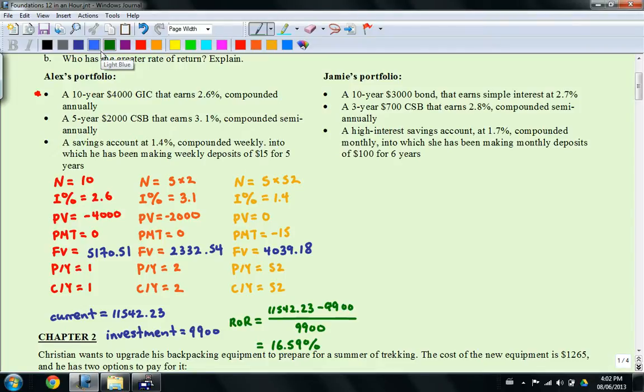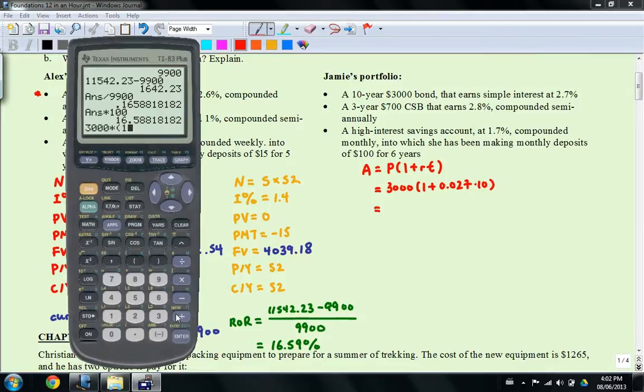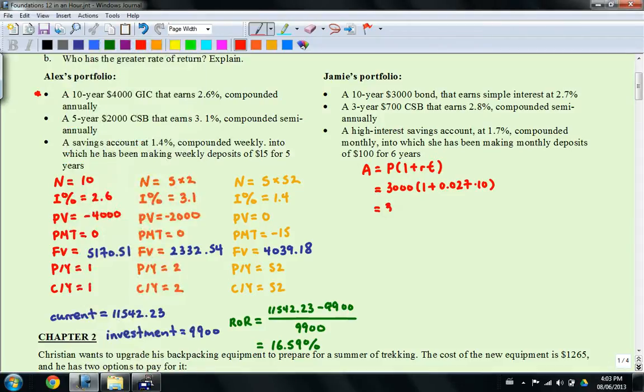Now let's look at Jamie's portfolio, which also consists of 3 parts. Here, the first part is a simple interest problem. So this is going to be A is equal to P times 1 plus RT. The principal was $3,000 times 1 plus the interest rate as a decimal, 0.027, times the term, which is 10 years. So $3,000 times 1 plus 0.027 times 10, and that will be 3,810. So $3,810 for that part. I'm just going to move everything to save a bit of space.